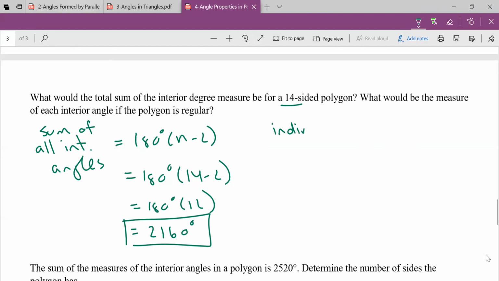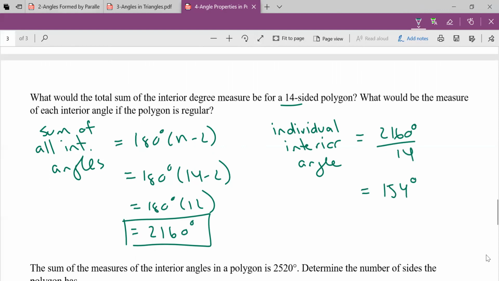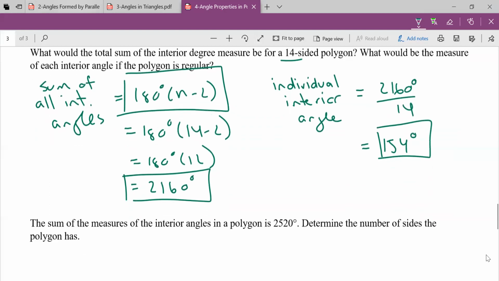Okay, what is each individual interior angle, to be precise? It's the total divided by how many sides. Just like that. And we get 154. So, I mean, it's an easy fact to remember. Okay, so you just need to know this one, friends. And if you forget, I always go back to a triangle. That's what I always think about.